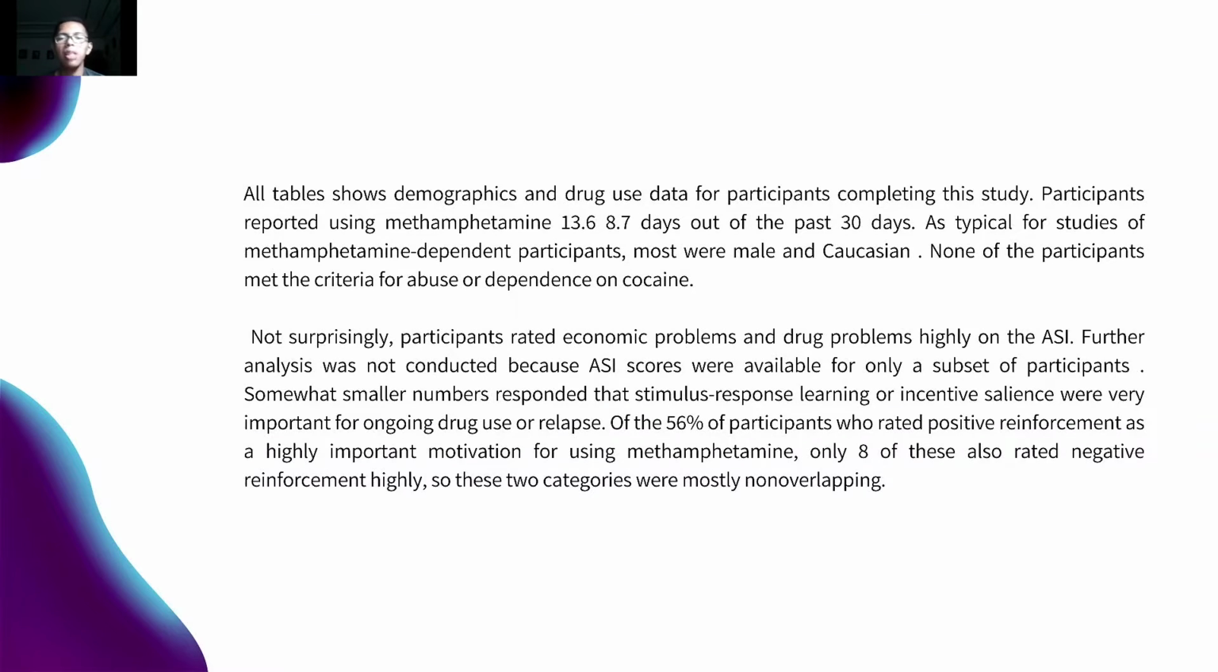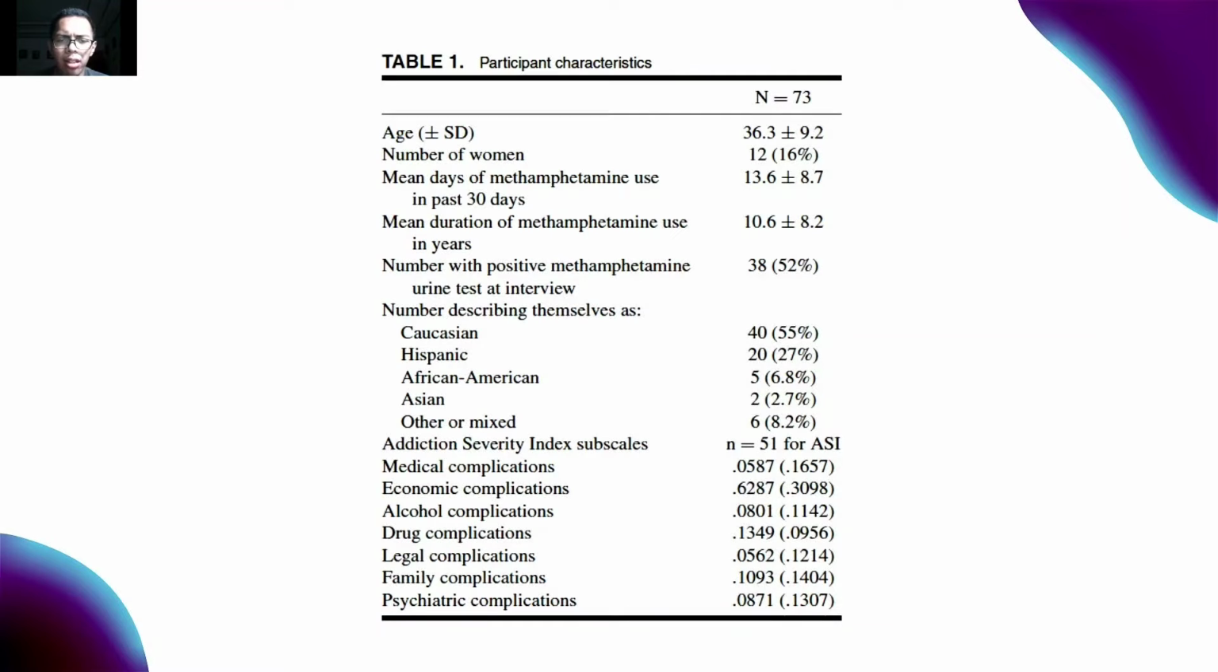None of the participants met the criteria for abuse or dependence on cocaine. Not surprisingly, participants rated economic problems and drug problems highly on the ASI. Further analysis wasn't conducted because ASI scores were available for only a subset of the participants, equal to 51.